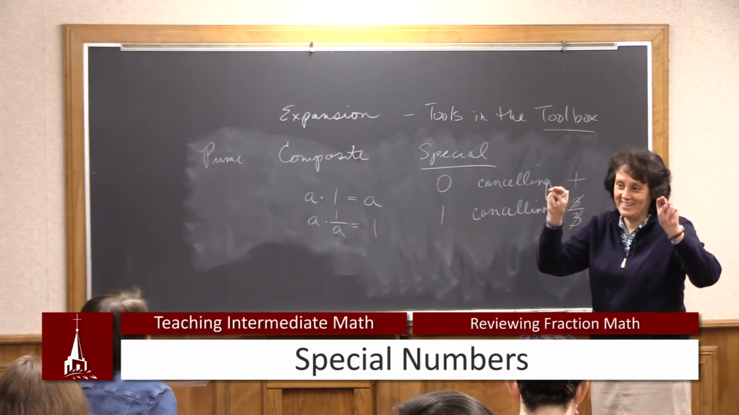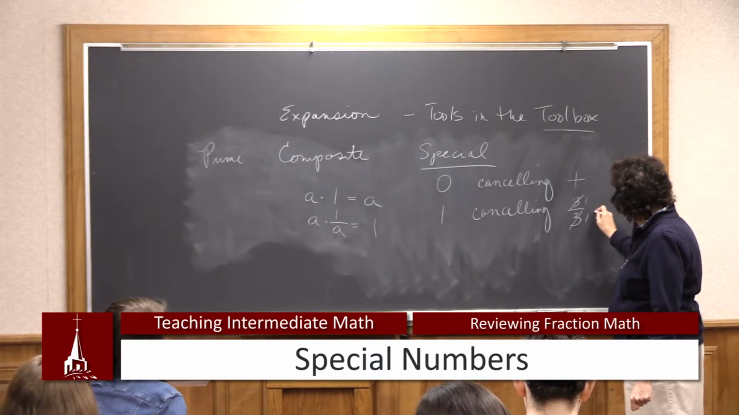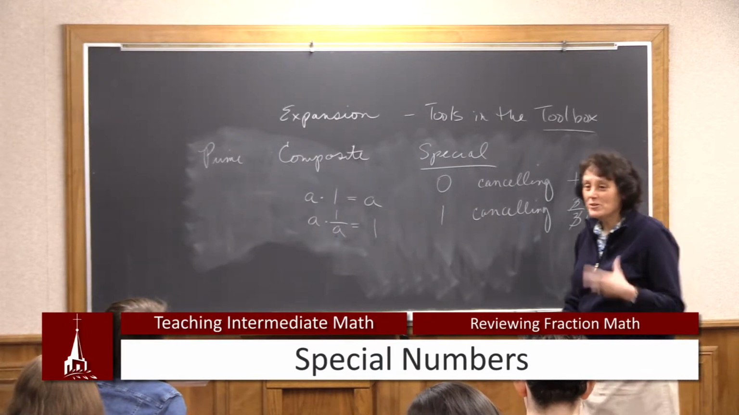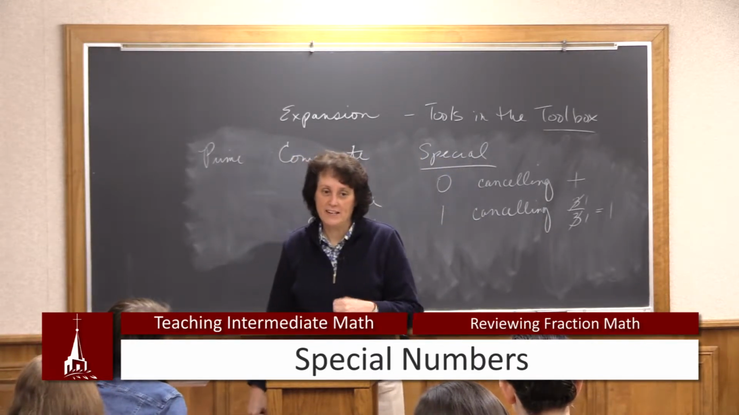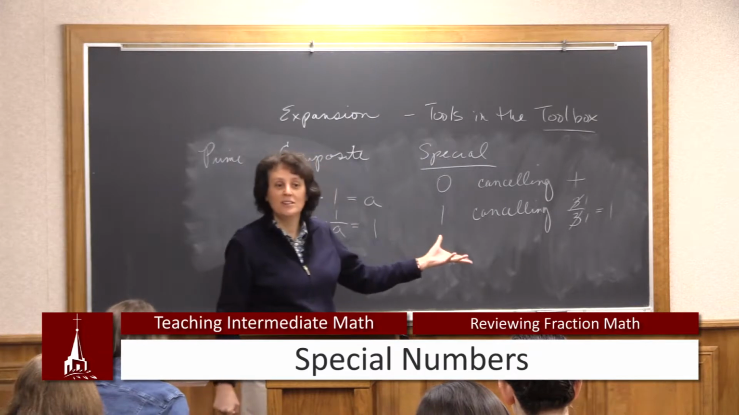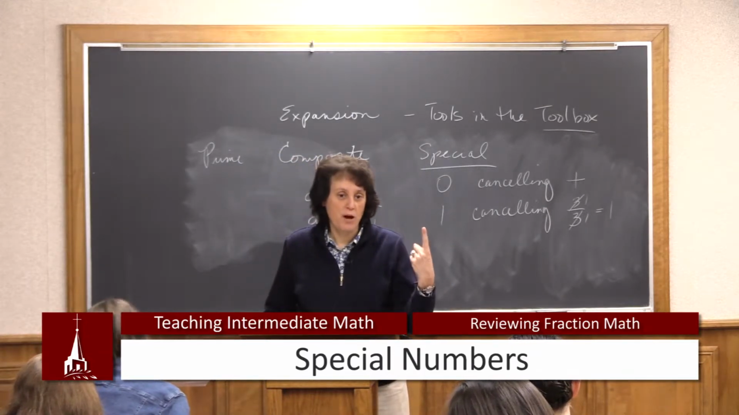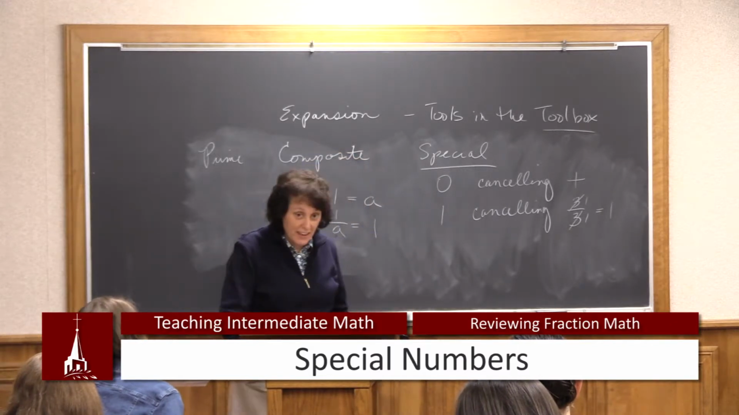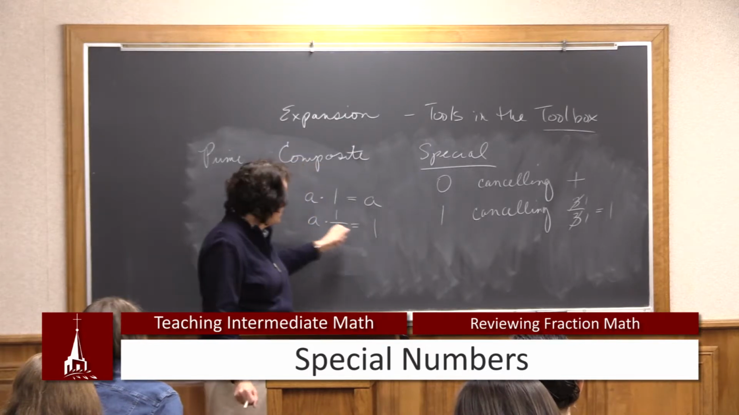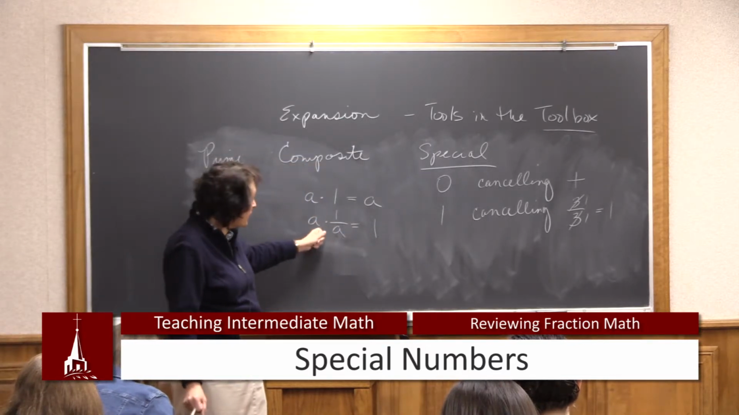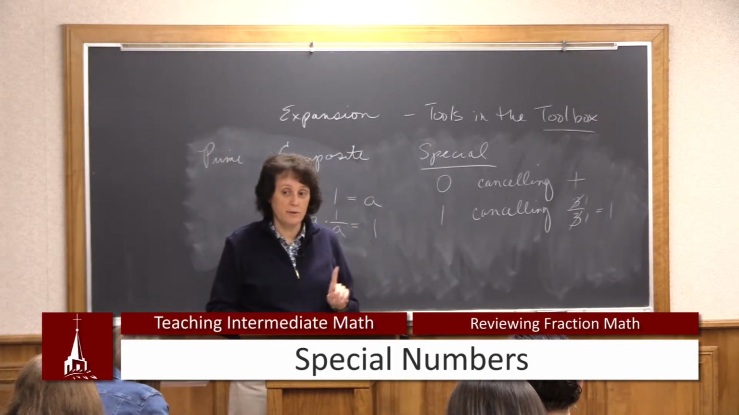And nothing is left. Well, that's not true. Something is left. What is left? 1. So when you cancel add-ins, you get 0, the additive identity number. When you cancel with multiplication or division, you're left with 1. 1 is the multiplicative identity number. It is also the result of multiplicative inverse. When you multiply by the reciprocal and the numbers cancel, you're left with 1.